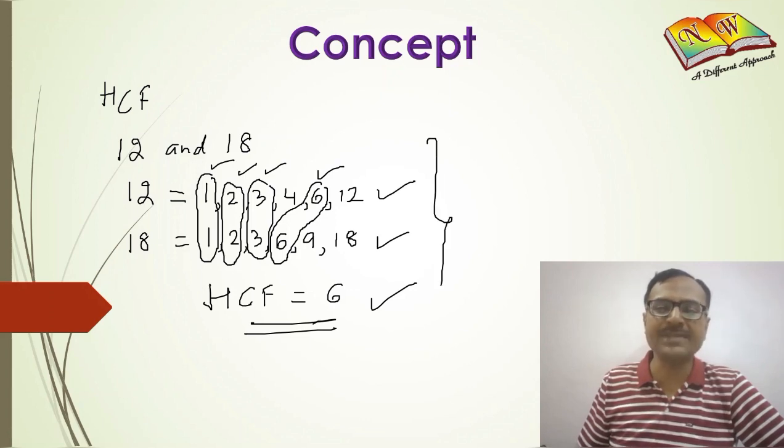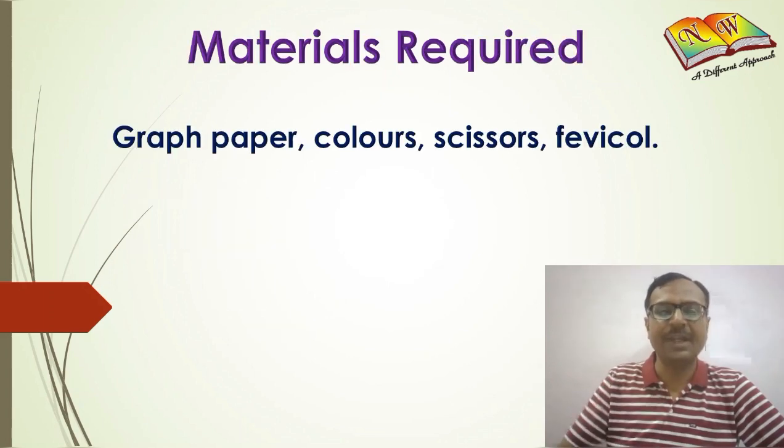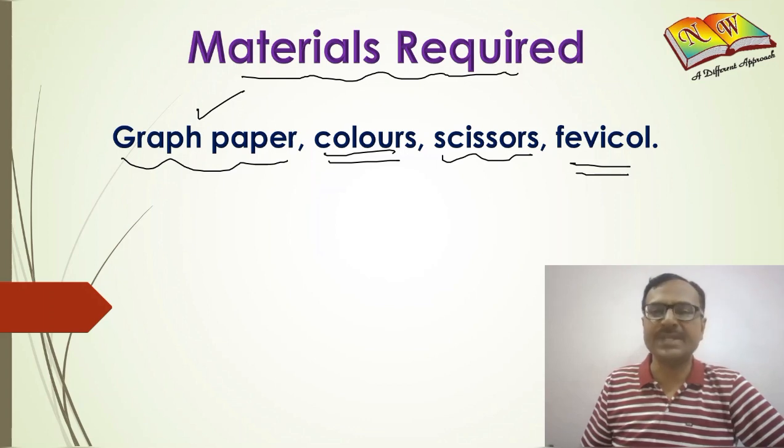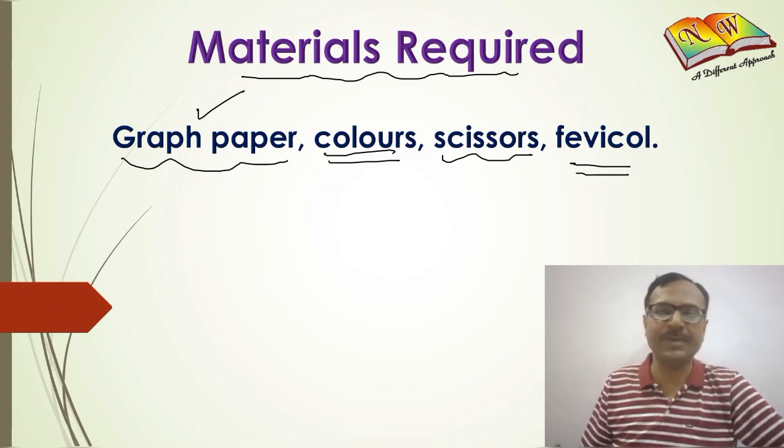We can perform this activity for 3 numbers also, which we will be doing using some material. Let's see what material is used to perform this particular activity. We have some graph paper sheets, colors, scissors for cutting work and Fevicol for pasting work. Let's perform this activity of finding the HCF of given numbers now.